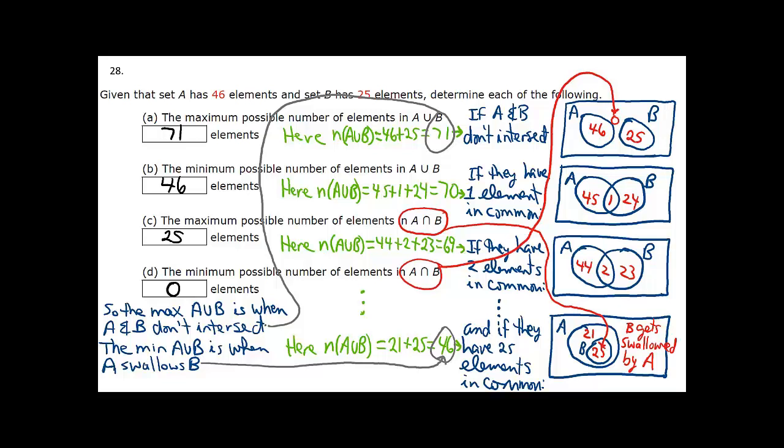So however much trouble you had getting through this, it's easy to see after you've done it how it's going to work. The answer to A, which is the maximum union, is always just going to be the sum, 46 plus 25, or whatever those numbers happen to be. The minimum union will always just be the bigger number, so 46 in this case. The maximum intersection will always be the smaller number, which in this case is 25, and the minimum intersection will always be 0.